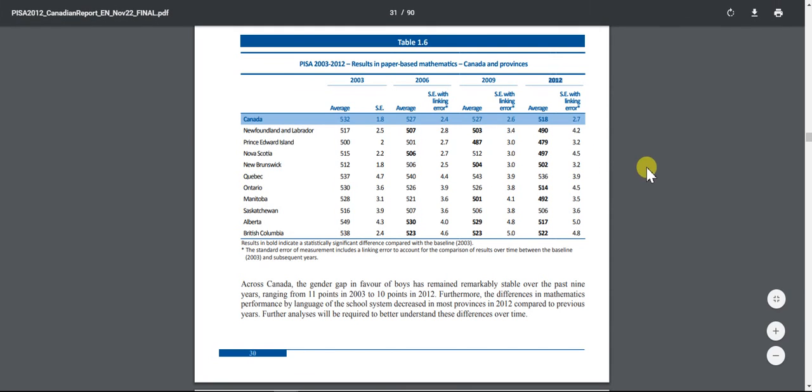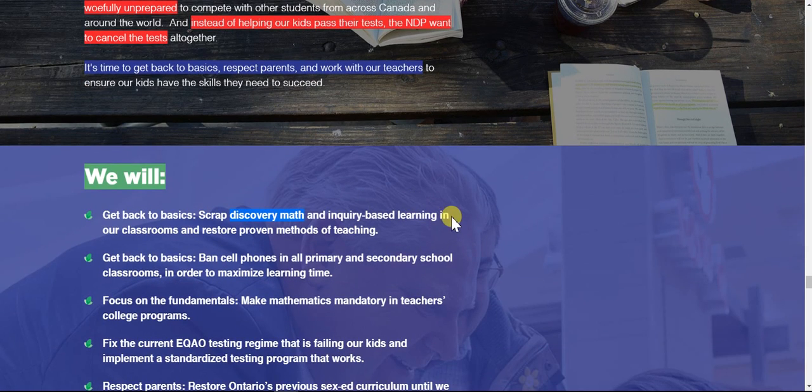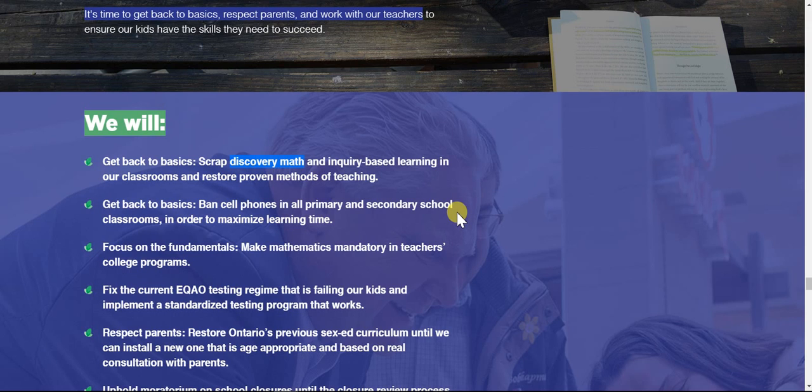So, man, Doug Ford, thanks for bringing this up. Discovery math is an absolute disaster for Ontario students. Discovery math will be repealed on June 7th. Get out and vote. Our students need you. Get out and vote. Holy cow.